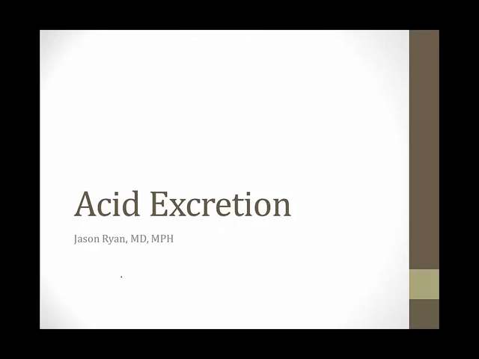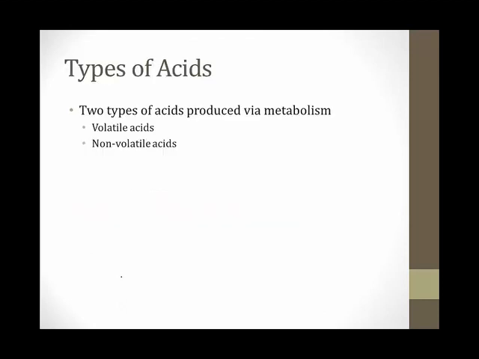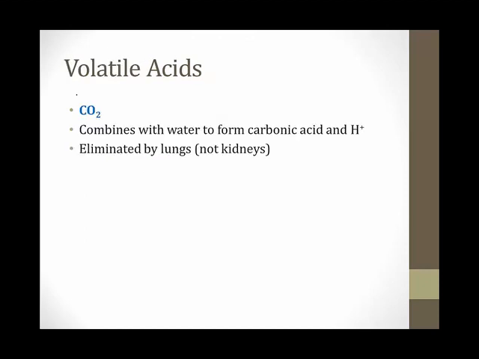Hello everyone and welcome to our module on acid excretion. There are two types of acids that the body produces every day via metabolism. The first type is called a volatile acid and the second type is called a non-volatile acid. When we talk about volatile acids, we're talking about carbon dioxide.